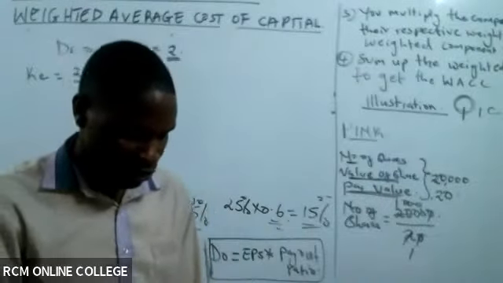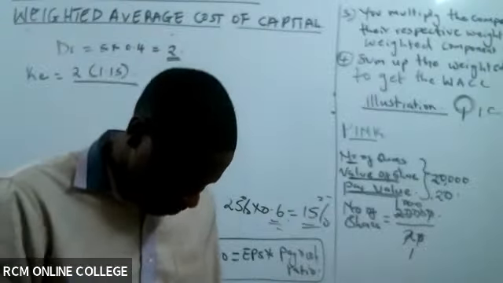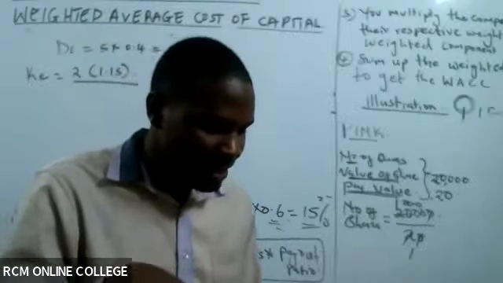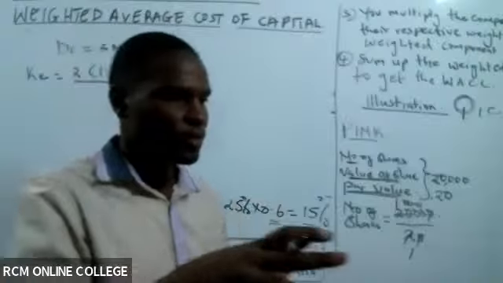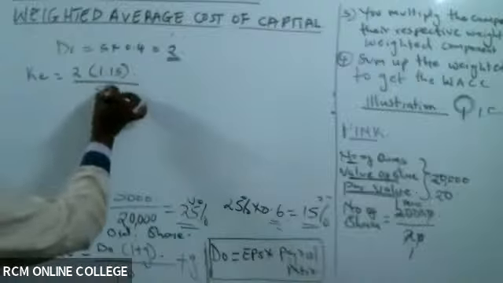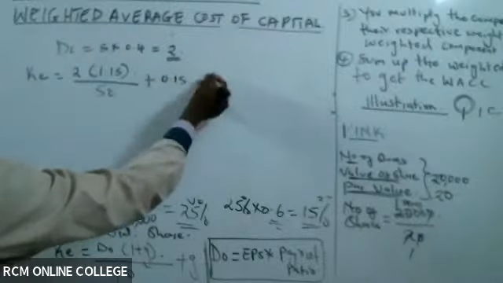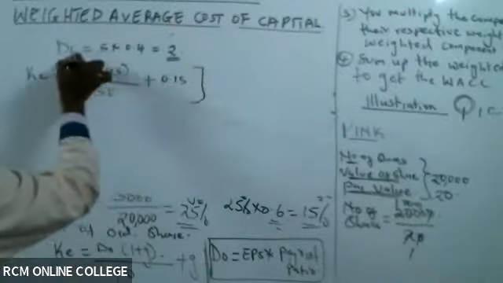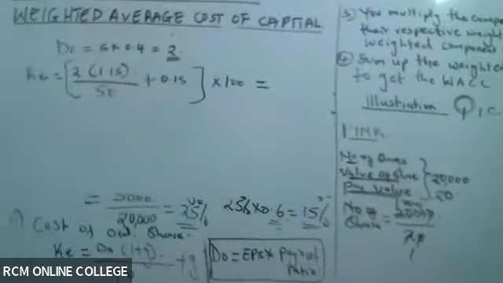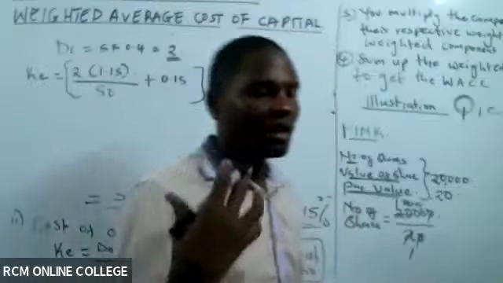Just go to the question's additional information and listen to what the examiner says. What is the market value? Additional information number 3: ordinary shares of the company are currently selling at a market value of 50. So we put 50, plus our growth of 0.15, and whatever you get, you put it as a percentage, times 100. So what is our KE? Remember, this is a step we follow slowly so that we can get the WACC. Our objective here is to get to WACC.